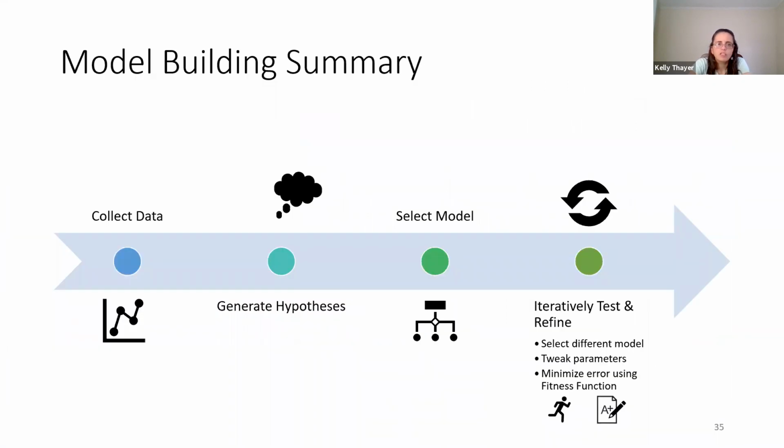So then to summarize how model building works, we first collect data, then we generate a hypothesis, then we'll select a model, and then we'll iteratively test and refine our ideas. And that may involve selecting a different model, tweaking parameters, or minimizing error using the fitness function. We iterate the process as many times as needed, and we attempt to get a model that best fits the data that we're interested in modeling.